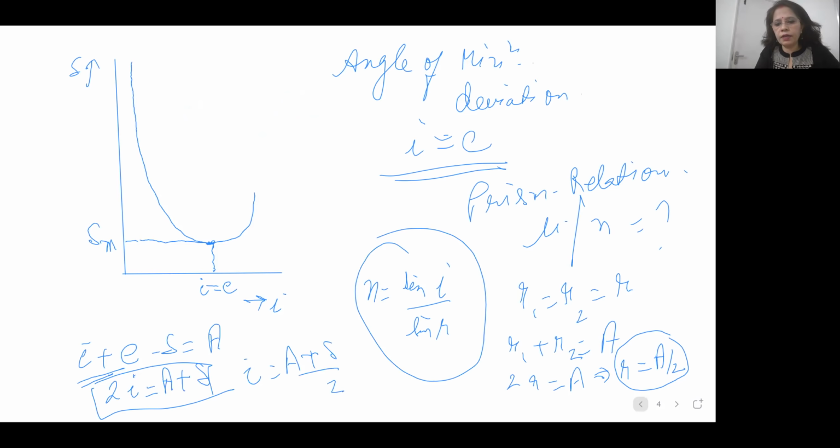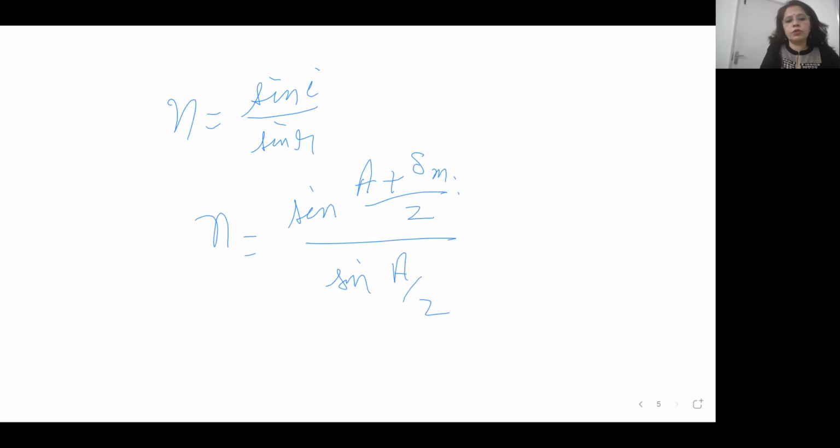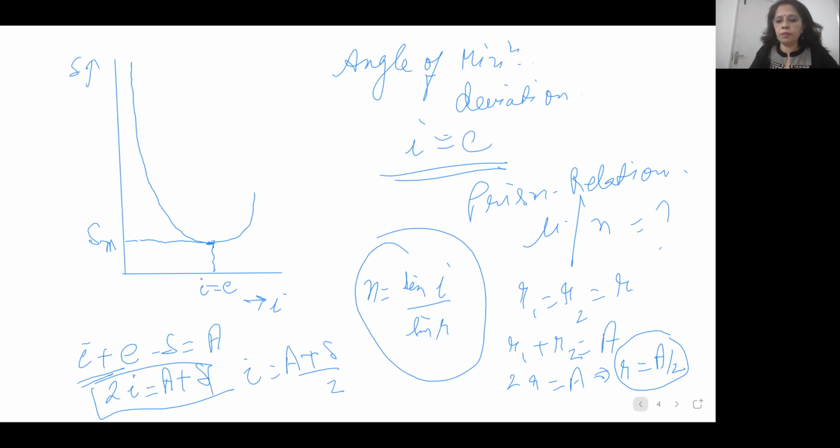So n equals to sine I. What is your I? I am getting (A plus delta), of course delta M, because this is your minimum deviation, and R. R means, see, we have done here A upon 2. So this is the prism formula we say. Okay, this is your refractive index, and this is the case for minimum deviation.